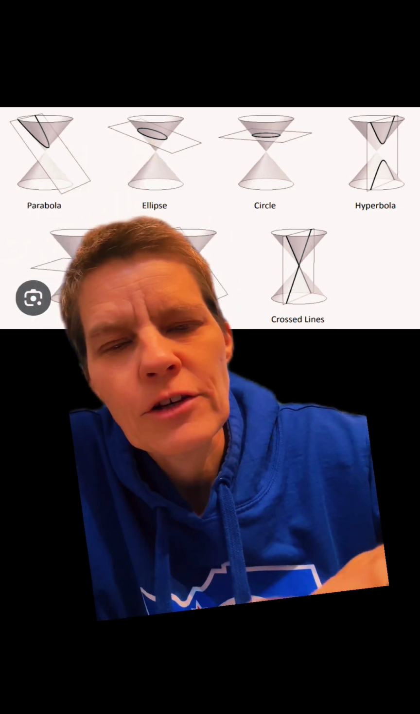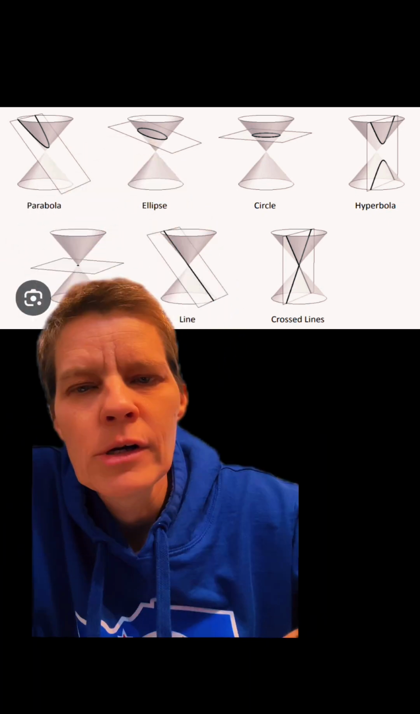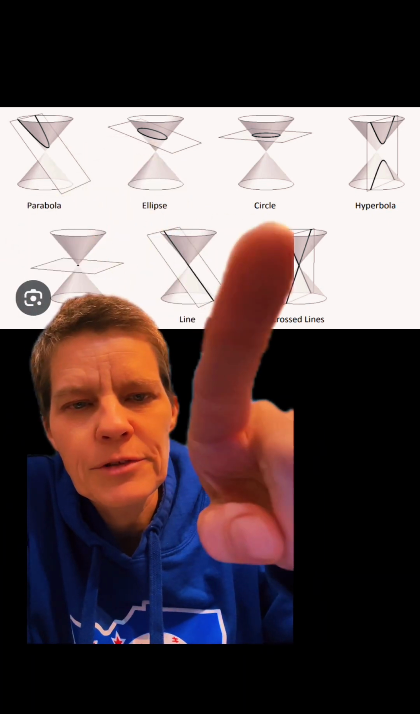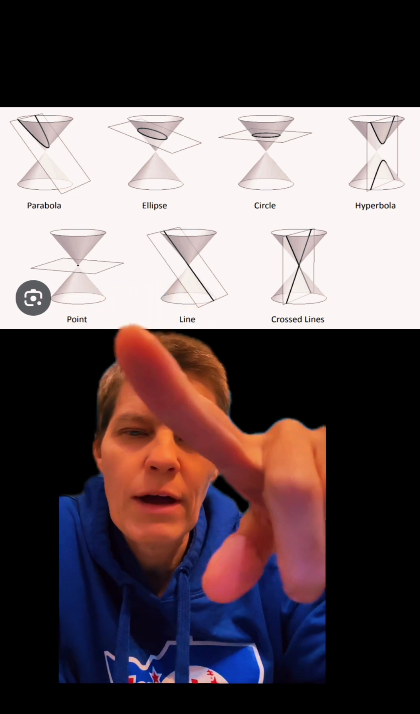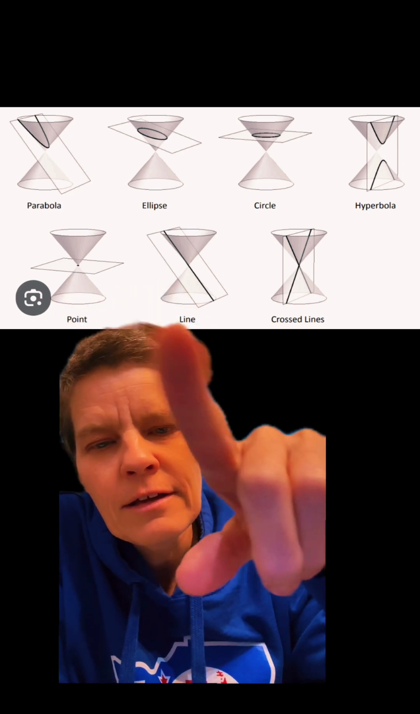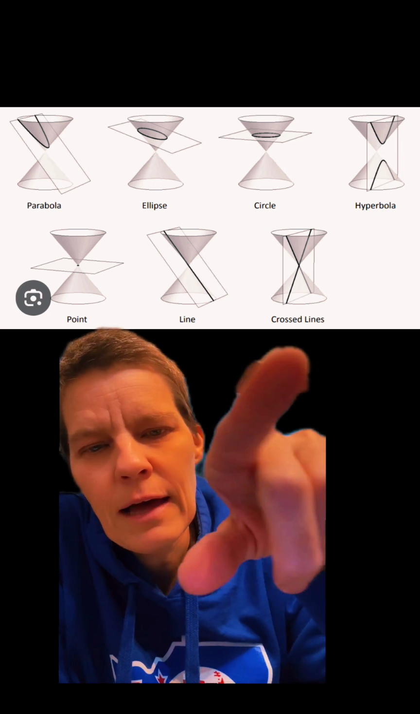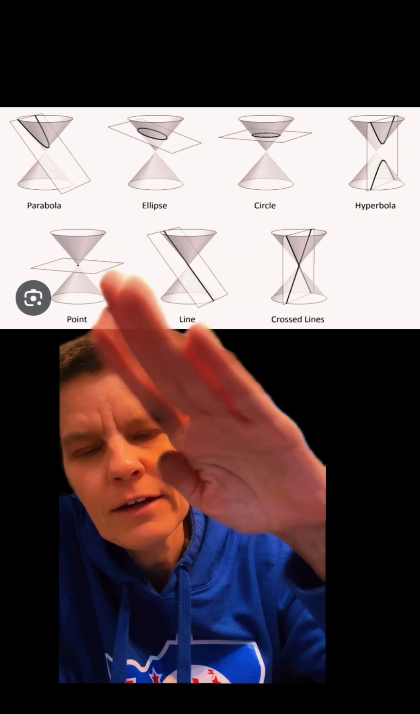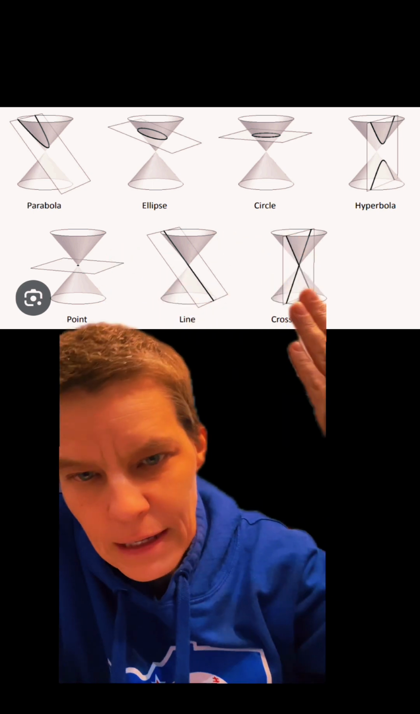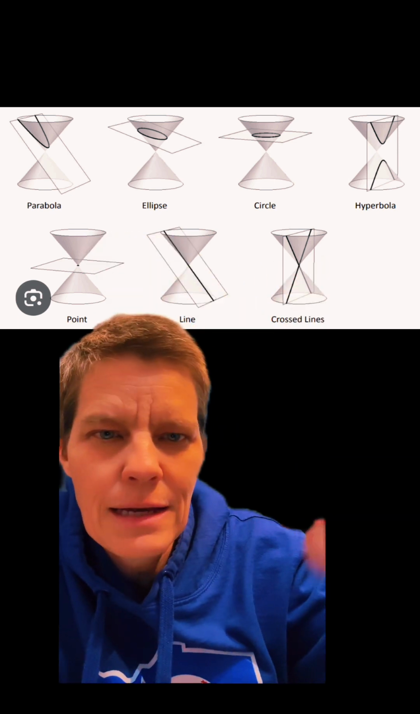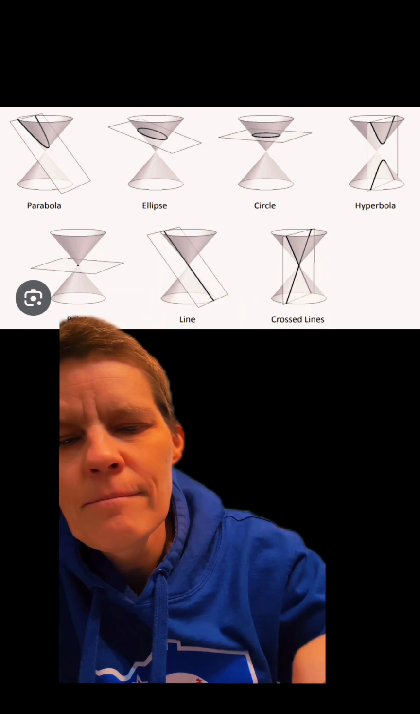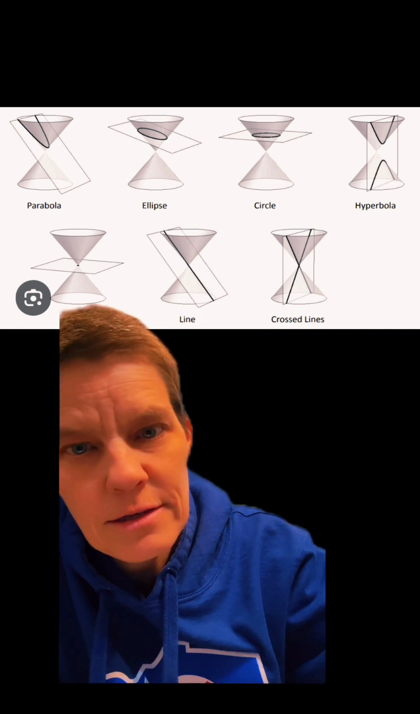So usually conic sections only show you four. They show you the parabola, the ellipse, the circle, and the hyperbola. But I wanted to show that the conic section actually does every form: point, line, and cross lines. And then also, of course, a plane could be conceived if it was just skewed out of one side and not two in an infinite space.